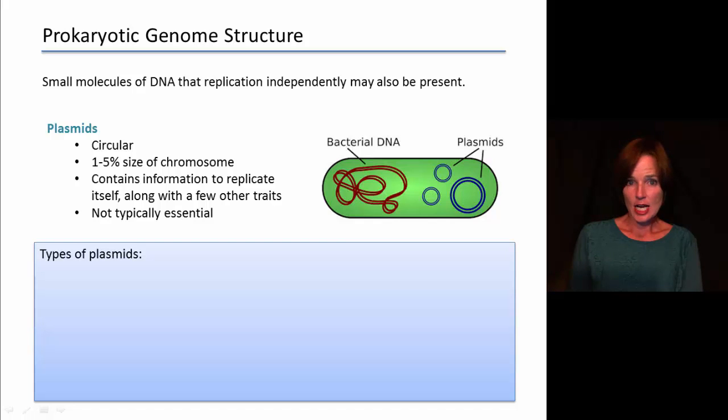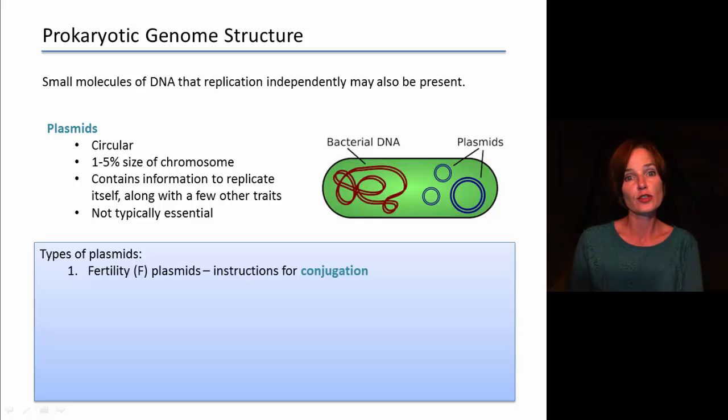We have a number of different types of plasmids. If we just mention a few of those different types, one of them is what we call a fertility plasmid or an F plasmid. These plasmids contain the instructions for conjugation.